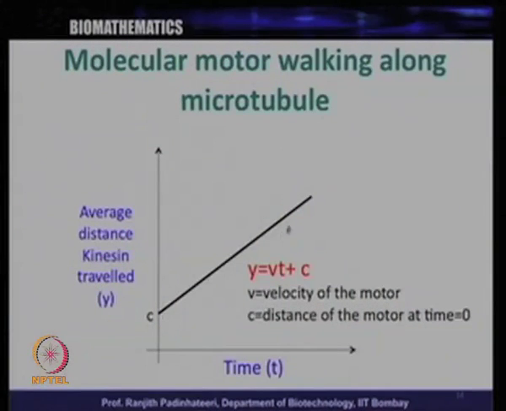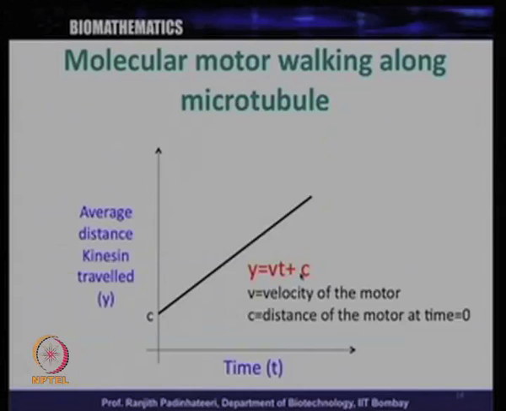It will not always look like this, but at some regime it could look like this, where if you plot the position on the y axis and the time on the x axis, it could look like a straight line. And we said that y is equal to v t plus c is an equation for this, and v is the velocity. So, in other words, when we said all this, unknowingly we used the idea of velocity.